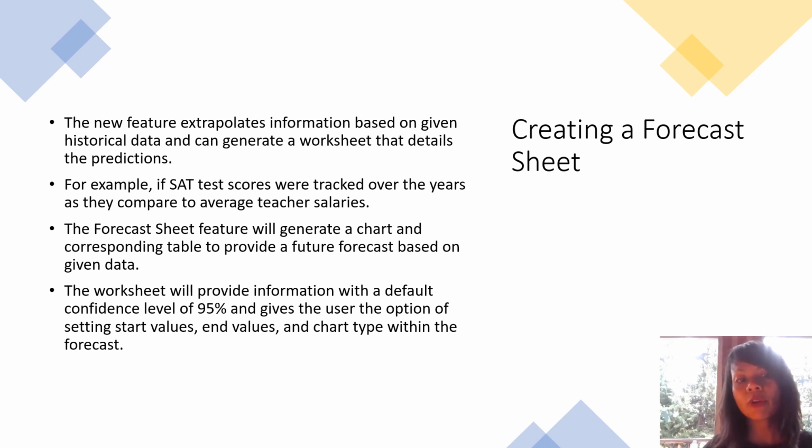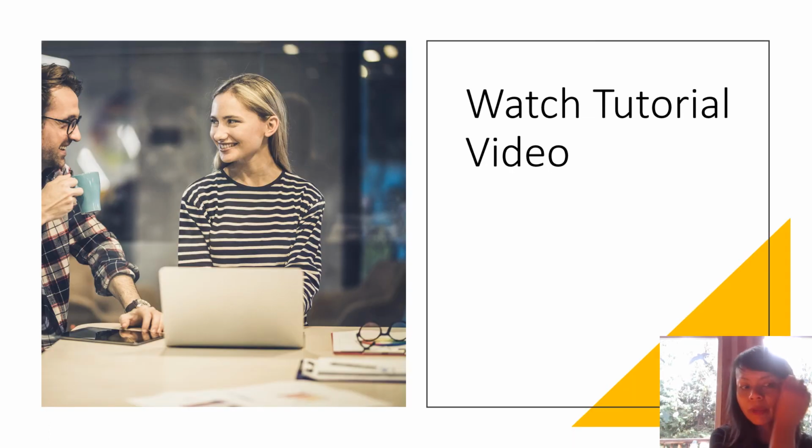Okay, the worksheet provides information with a default confidence level of 95% and gives the user the option of setting the start values, end values, and the chart type within the forecast. And I would like you to now stop the video and watch your last tutorial video, and you are done for this chapter.